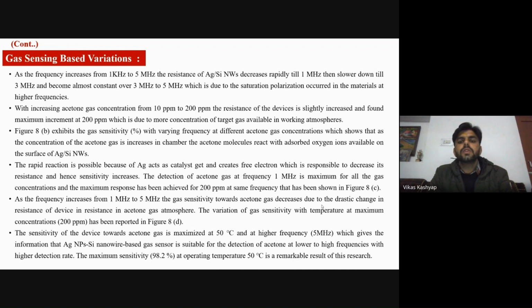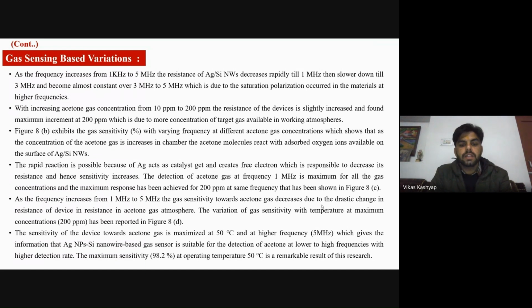The detection of acetone gas at a frequency of 1 megahertz is maximum for all the gas concentrations, and the maximum response has been achieved for 200 ppm at the same frequency, as shown in figure C. As frequency increases from 1 megahertz to 5 megahertz, the gas sensitivity towards acetone gas decreases due to the drastic change in the resistance of the device in the acetone gas atmosphere.